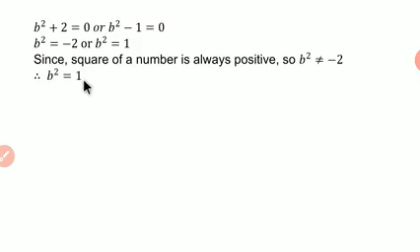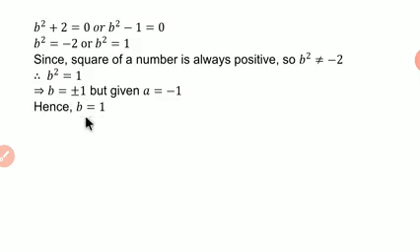And since b square is equal to 1, that means if we take the square root, we get b is equal to plus or minus 1. But we have the given value of a is minus 1. So b cannot be minus 1, and therefore here b is equal to 1. And hence we get value of b is 1 here. Now see the next example.